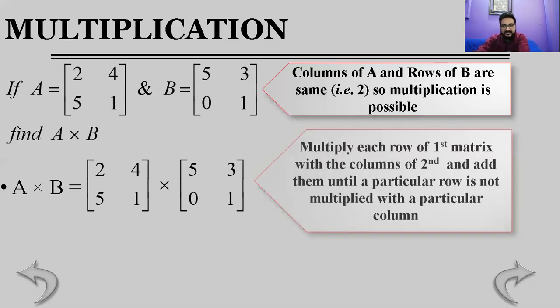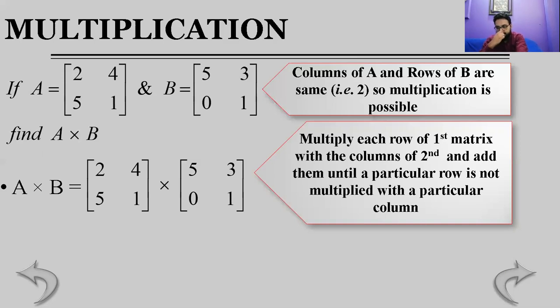You must see this statement, read it completely. Multiply each row of first matrix A with the columns of second matrix. It means formula is this: row multiply by column. Formula क्या हो गया? Row multiply by column.